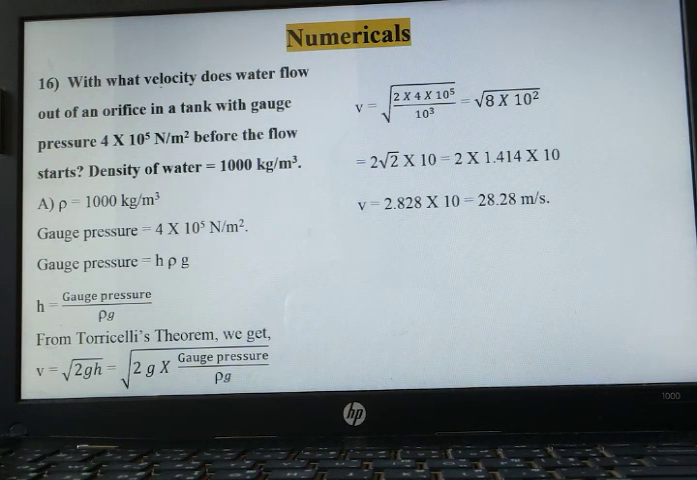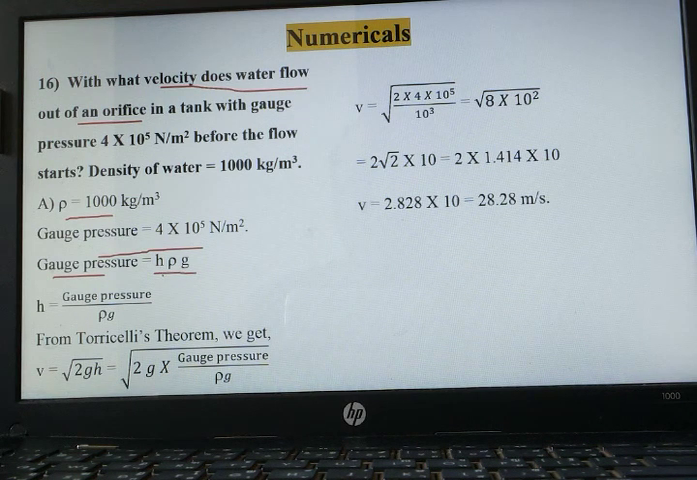With what velocity does water flow out of an orifice in a tank with a gauge pressure of 4 into 10 raised to 5 Newton per meter square before the flow starts? Density of water has been given. Gauge pressure has also been given, that is 4 into 10 raised to 5 Newton per meter square. We have to find out the velocity. We know gauge pressure is equal to H rho G.